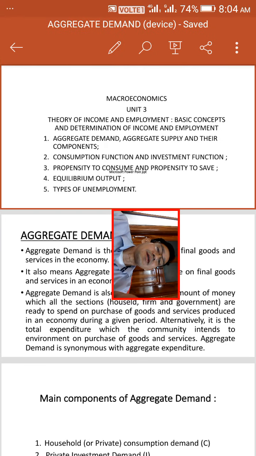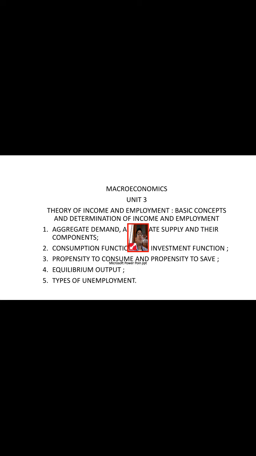What is the topic like? I'll be just telling you in Unit 3. We'll be discussing the theory of income and employment, basic concepts, and determination of income and employment. For that we need to know aggregate demand, aggregate supply and their components, consumption function and investment function, propensity to consume and propensity to save, equilibrium output. Then types of unemployment will be discussed in this chapter.